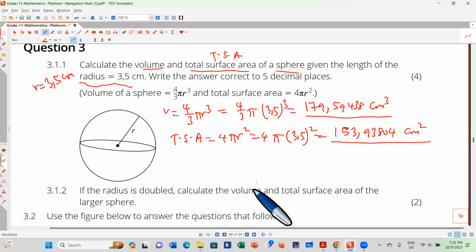So it's like finding the total surface area of a soccer ball, or you can imagine something like a tennis ball. If you find the total surface area, it is actually this: 153,93804 square centimeters. Right, so you also have the volume, which is exactly 179,59438. Next.